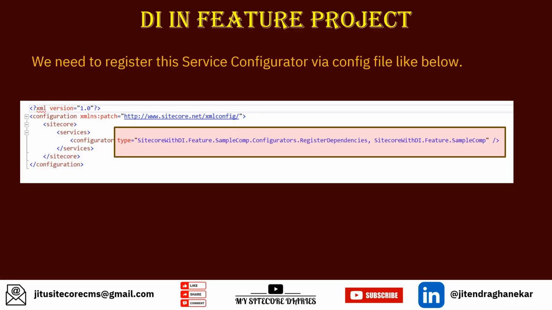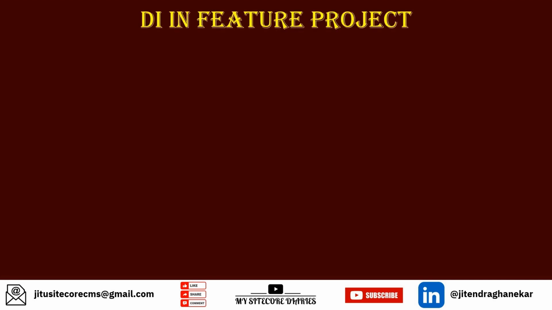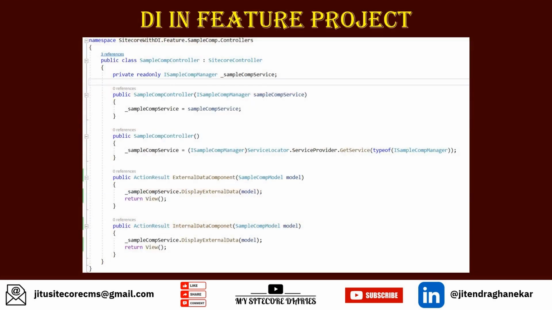Okay, so once you have done those configurations, then you are ready to use the DI. Now, how does our controller class change? Let's see that. Here, first we will define the private readonly object as the sample comp interface, that is _sampleCompService.